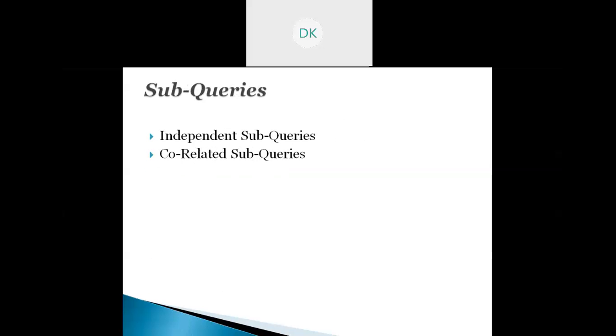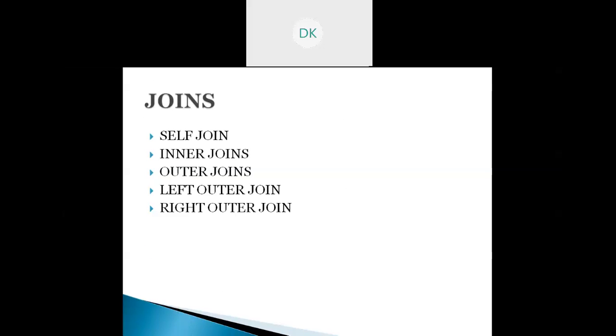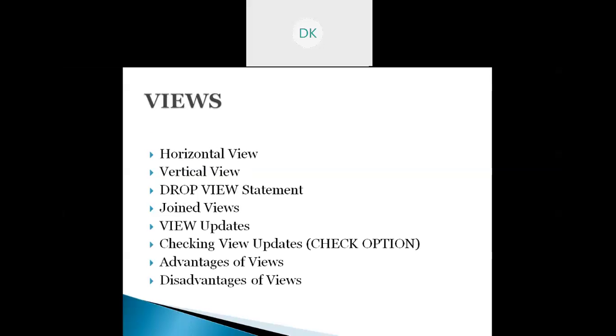Subqueries, independent subqueries, correlated subqueries, joins, self join, inner join, outer join, cross join. There is one more I want to add here, cross join as well. All right. Views, horizontal view, vertical view, drop view. How would you create all these view updates?